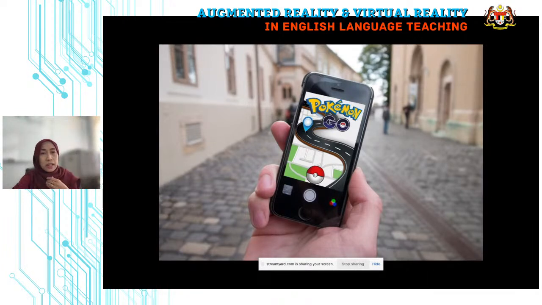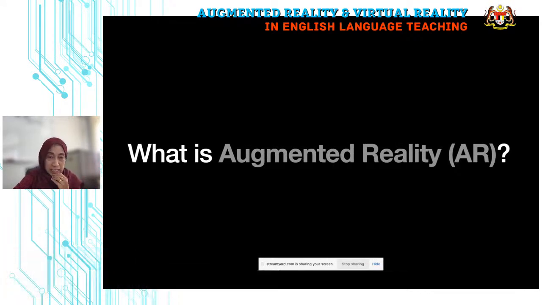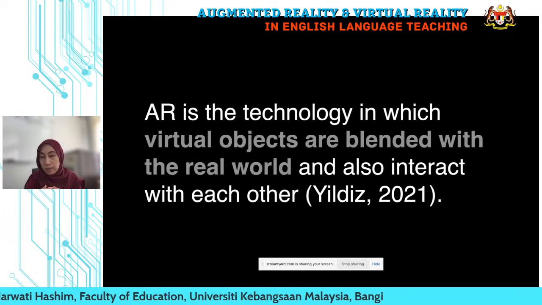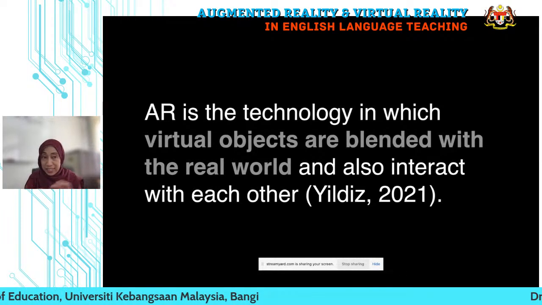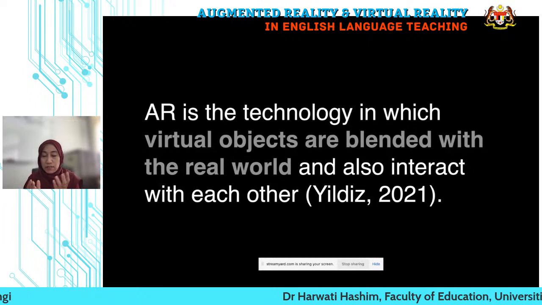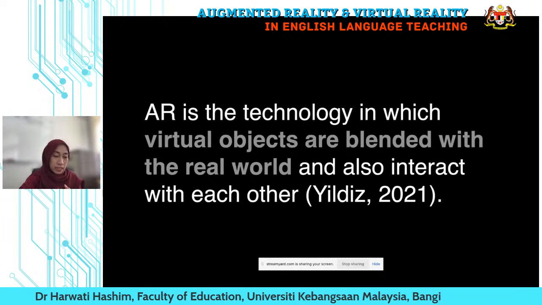All right. What is actually augmented reality, or AR? How do we define AR? AR is the technology in which virtual objects are blended with the real world. So we have the virtual objects and we have the real world in front of us, and they interact with each other. We are stepping in the real world, but objects in front of us could be virtual. That is what is meant by augmented reality.